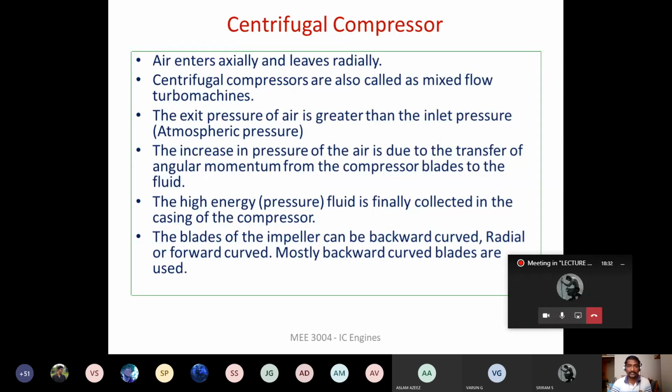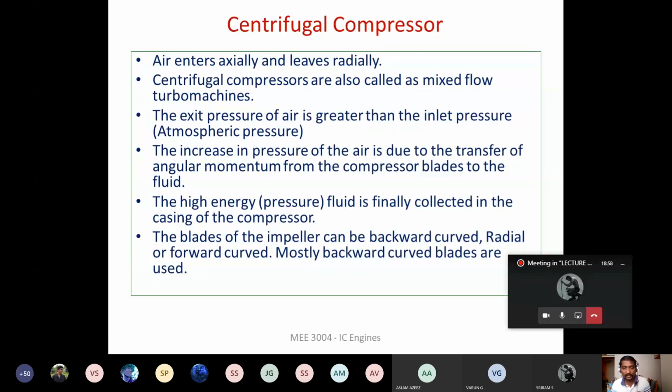So in the case of centrifugal compressor, as I told you, the air is going to enter axially and it is going to leave radially, and the centrifugal compressors are also called mixed flow turbo machines because entry is in the axial direction, exit is in the tangential or radial direction, right? It is going to enter axially and leave radially. So this we call a mixed flow turbo machine. And we have axial flow turbo machines also. That means entry will be in the axial direction and exit also will be in the axial direction.